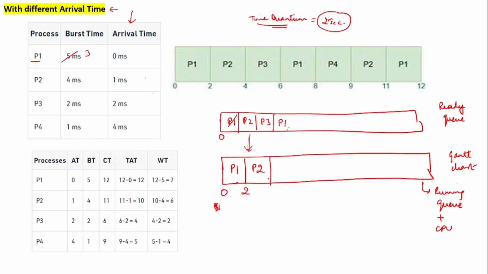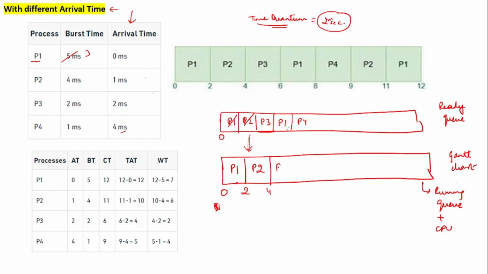So now P2 comes here. P2 is again executed for 2 milliseconds, that means from 2 to 4 it will be executed. So P2 is removed from here, comes here, and is executed. Now at 4 milliseconds I also have P4 with me, because at 4 milliseconds P4 also arrives. But in the ready queue the next process that needs the CPU is P3. So I have added P4, but the process which will get the CPU next is P3.